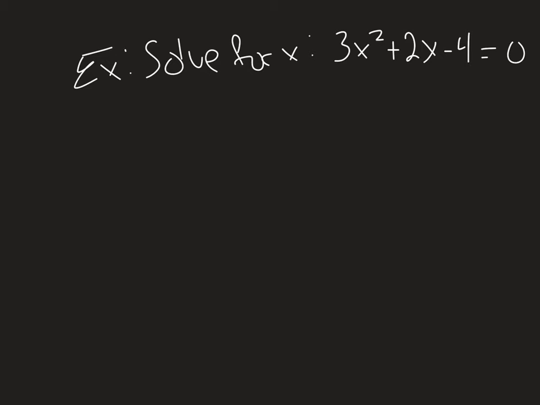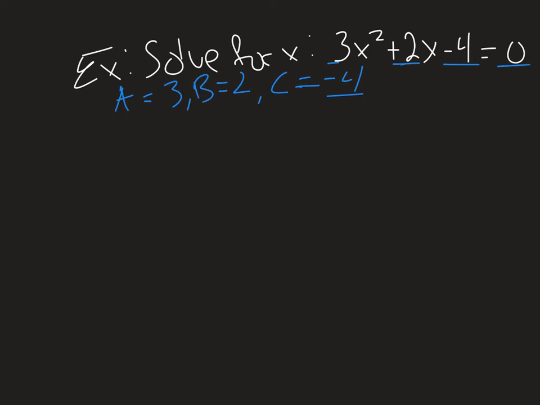So let's take a look at an example. I'm looking at it, it's already equal to 0. I have 3x squared plus 2x minus 4 equals 0. So this is telling me that a equals 3, b equals 2, and c equals negative 4. Be very careful with that negative sign.